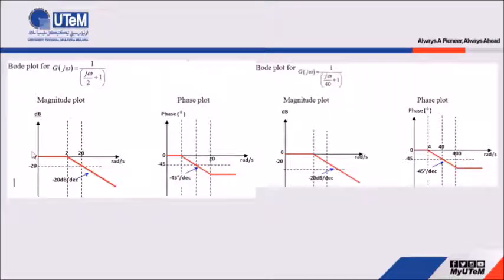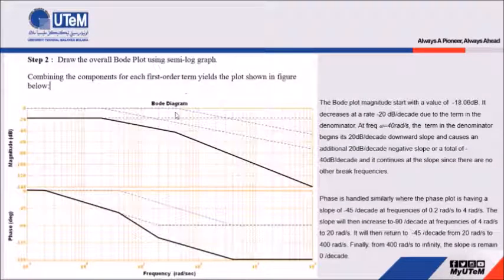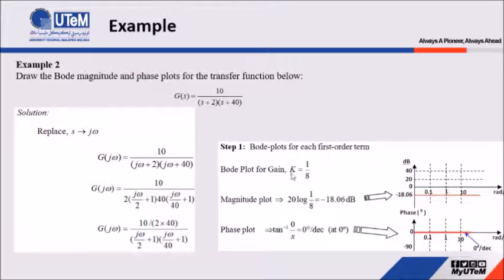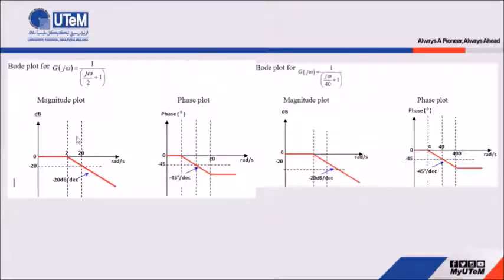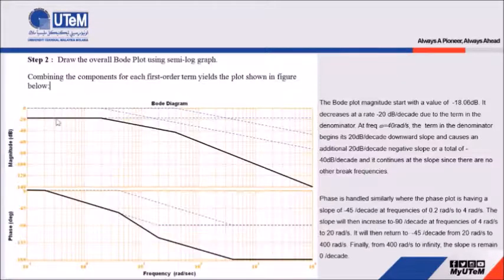Now, after we get all these drawings for the magnitude plot and phase plot for each component of the transfer function, we can combine them to draw the overall Bode plot using a semi-log graph. In order to combine all this, first we have to draw the plot based on each component. For the gain component k, where the magnitude is at negative 18.06, we just draw this dotted line here, which is at negative 18.06.